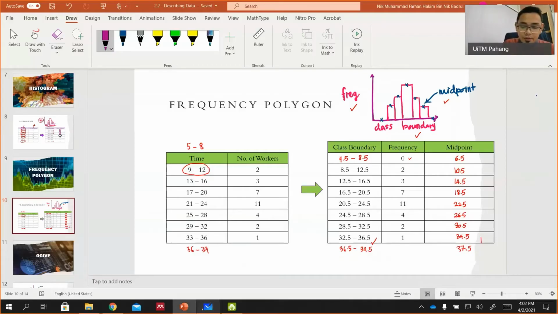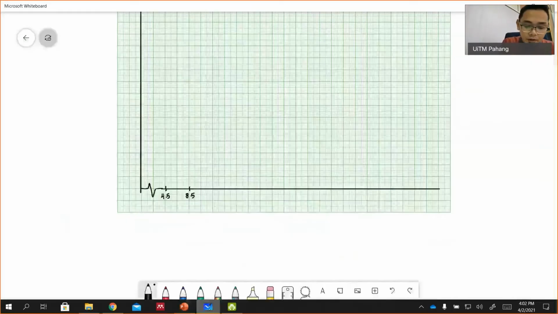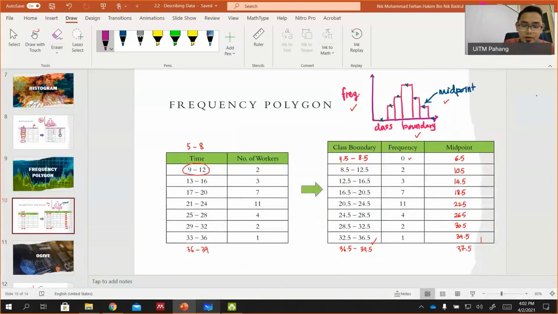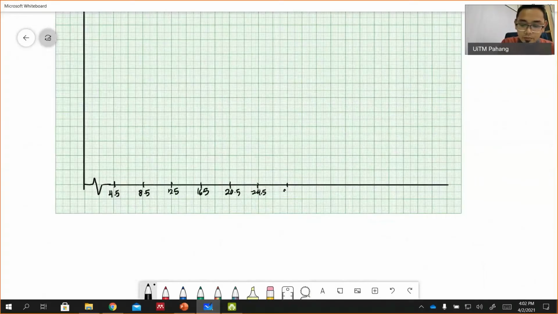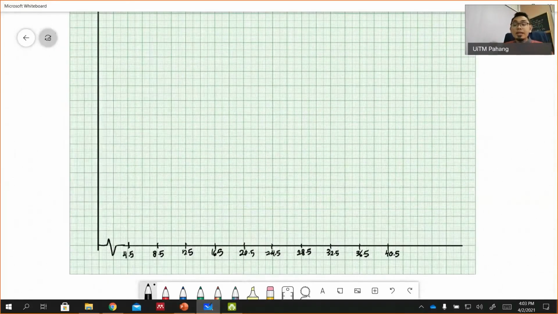4.5, 8.5, 8.5, 12.5, 12.5, and then you have 16.5. I guess you have to add 4. Okay, 16.5. And then you have 20.5, 24.5, right? I'm going to zoom in, right? You have 28.5, and then you have 32.5, 36.5, and the last one, the extra class, will be 40.5. So you just draw the histogram, right?